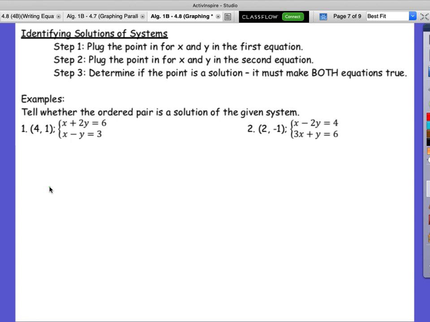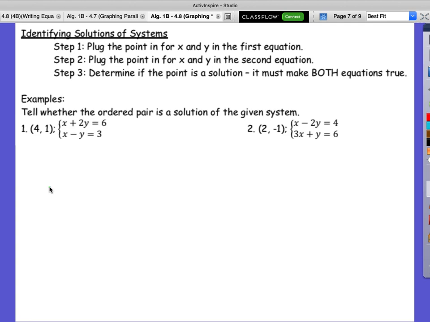What do you think we're gonna do with these two equations? Any guesses? To see if it's a solution? Plug them in and see if they work. If it works in both, then yes, it's a solution. If it doesn't, then it doesn't. And that's what it says. Plug the point in for x and y in the first. Plug the point in for x and y in the second. Determine if it's a solution, if both are true.